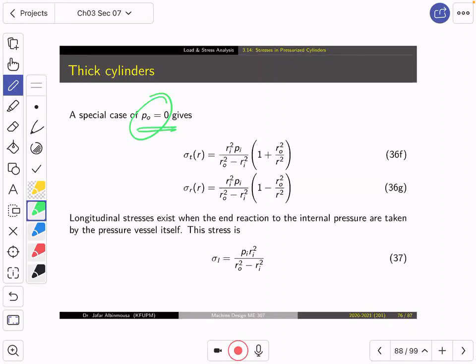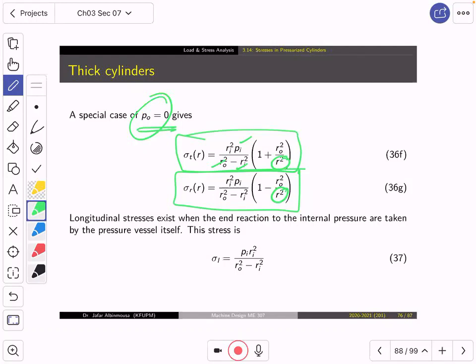So the equation will become smaller like this. This is sigma T and this is sigma R. Again, you have PI, R0, RI, but you don't have P0 anymore because it is 0. And also, don't forget that here in the denominator, we have R squared. R is the distance to where you want to measure the stress.